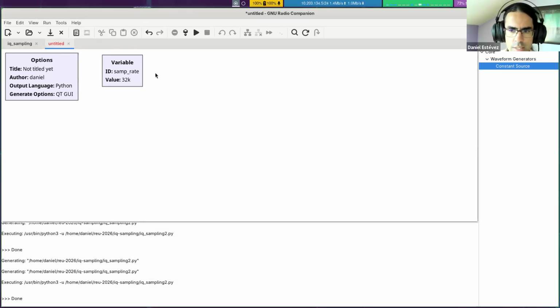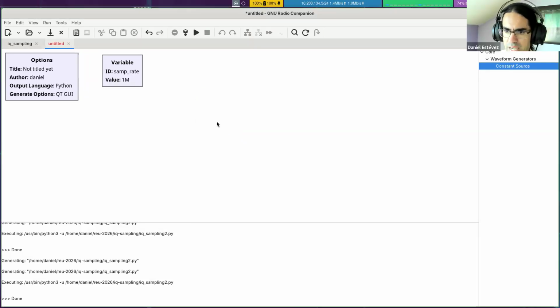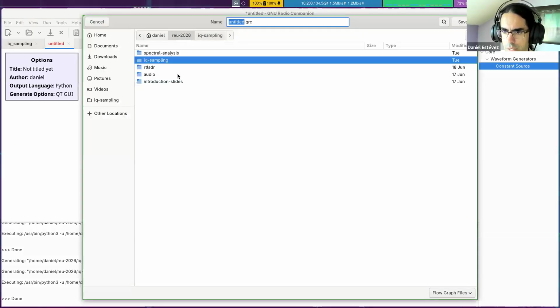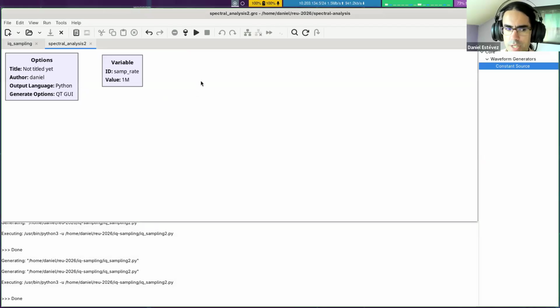So spectral analysis, and the sample rate is going to be 1 megasample per second, which gives me a bandwidth of 1 megahertz. And I'm going to save it here as spectral analysis 2 to avoid overwriting the original.